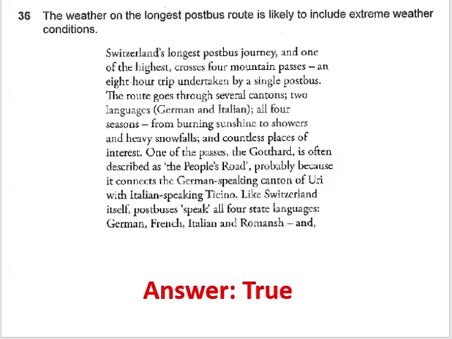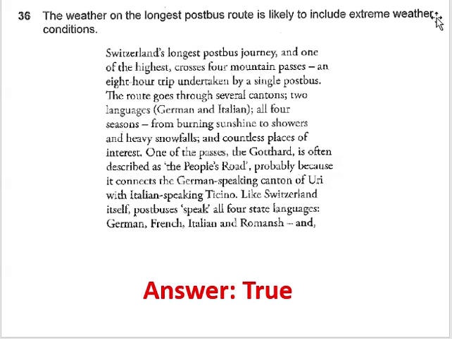The weather on the longest post bus route is likely to means there are chances, it is likely to include extreme weather conditions like too hot or too cool. So this is talking about weather. Let's continue reading from where we have stopped. The route goes through several cantons, 2 languages, all 4 seasons. Yeah, from burning sunshine to showers, heavy snowfalls, and countless places of interest.